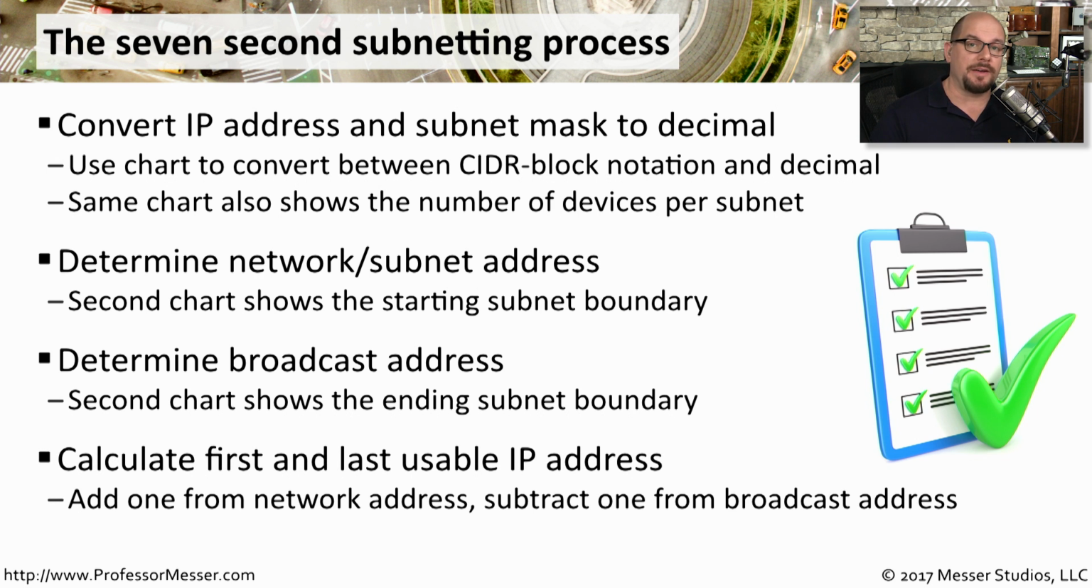And lastly, we need to calculate the first usable and the last usable IP address of the subnet. And that's very easily done by simply adding 1 to the network address and subtracting 1 from the broadcast address. Let's try doing a few of these and see if we can get the hang of it.